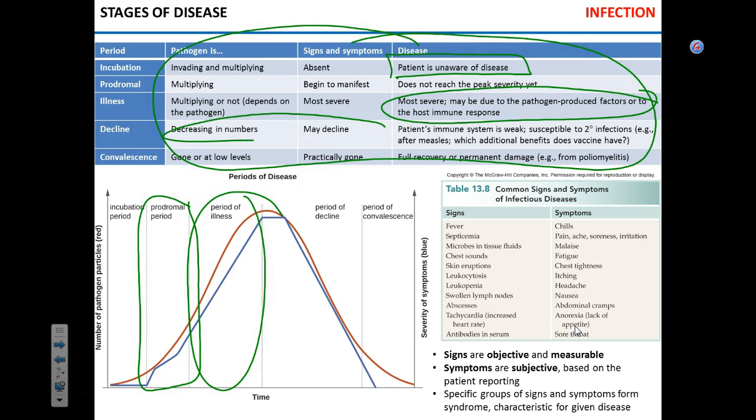Decline. If the patient didn't die at the culmination of the disease, then symptoms will start to decline. Usually at this point, the microbe is either decreasing in numbers or is gone. At this point, the immune system is weak. It's like a country after the war. The army is exhausted. At the point of decline, patients often are very susceptible to secondary infections.